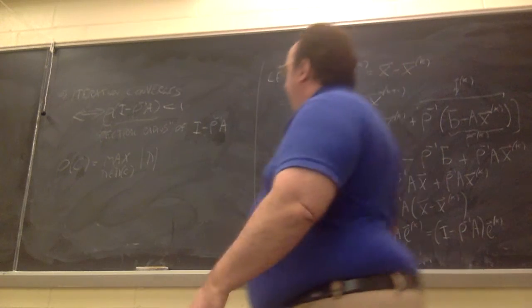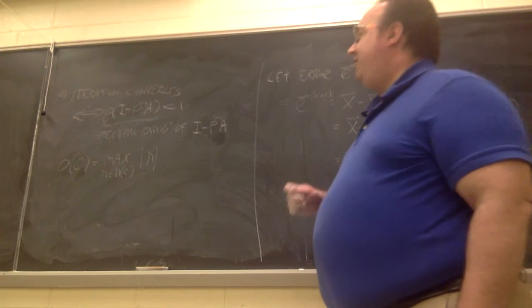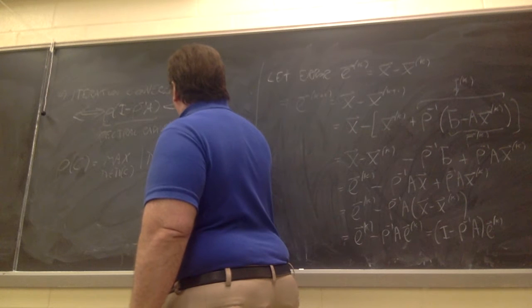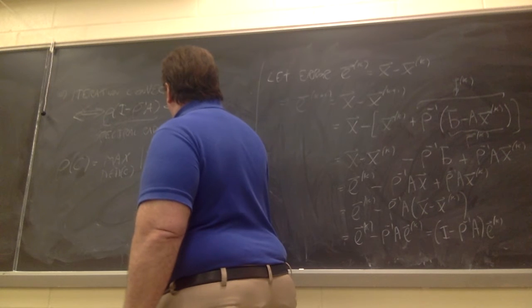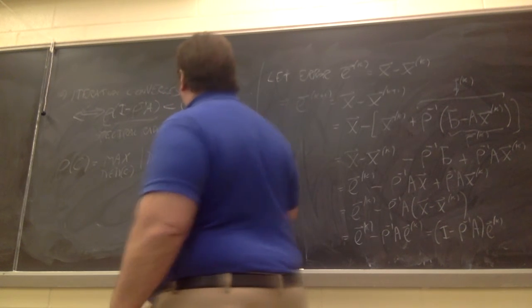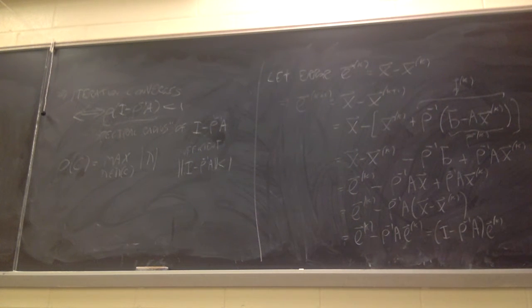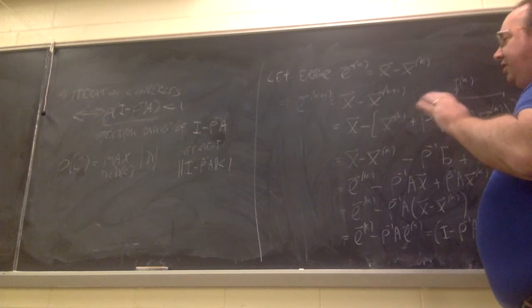Now, I have an if and only if here. That means it's a necessary and sufficient condition. There's a sufficient condition that is similar: the norm of identity minus P inverse A strictly less than 1. That would work too. The spectral radius is always less than or equal to any matrix norm. Now, I only have 4 minutes left. All right, so that's the condition for convergence.